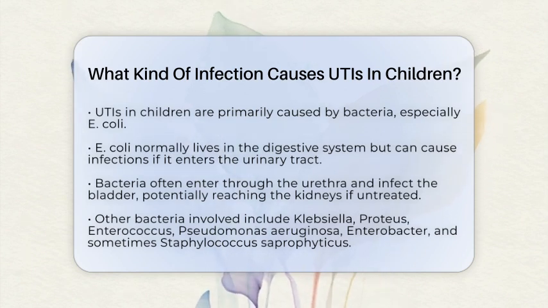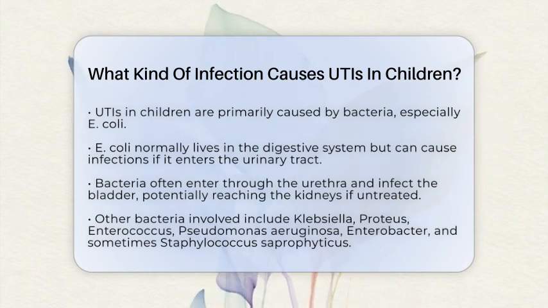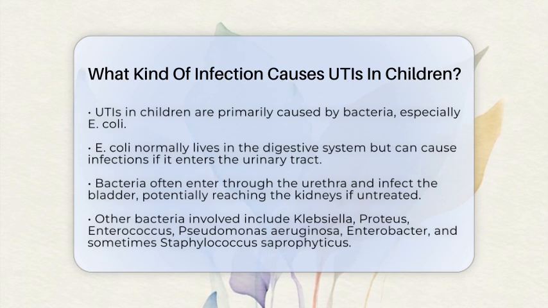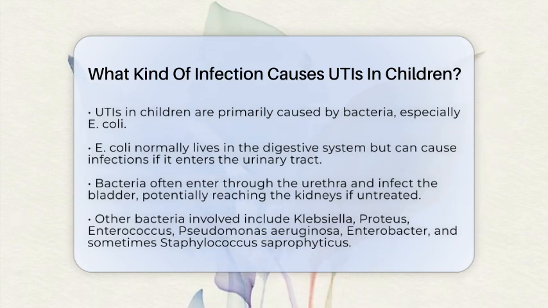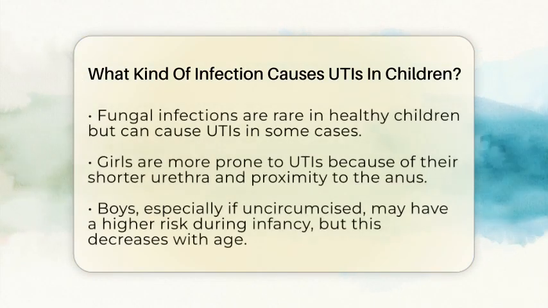It often enters through the opening of the urethra, which is the tube that carries urine out of the body. Once inside, E. coli can stick to the lining of the bladder and multiply, leading to infection. If not treated, it can sometimes reach the kidneys, causing a more serious illness. While E. coli is the main culprit, other bacteria can also cause urinary tract infections in children.